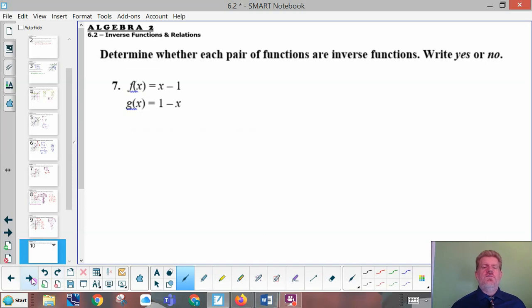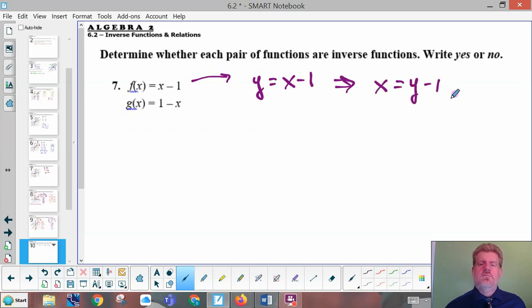Now, how can you determine if two functions are inverses of each other? Well, there's one way. Let me take this first equation, y equals x minus 1. So, flip it: x equals y minus 1. Solve this for y. I'm going to add 1 to both sides. So y equals x plus 1. That's the inverse.